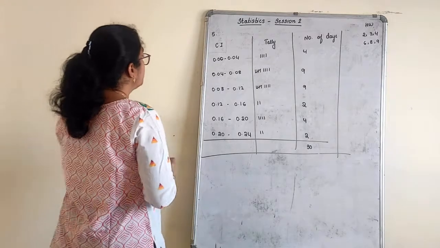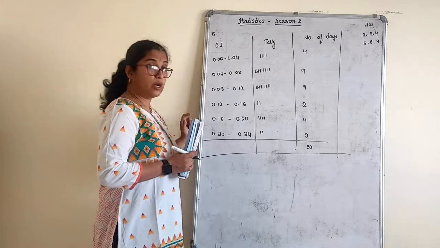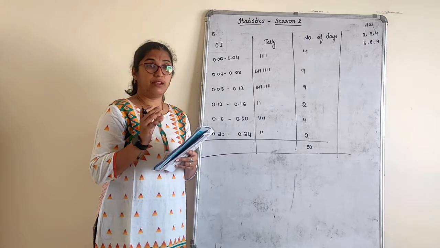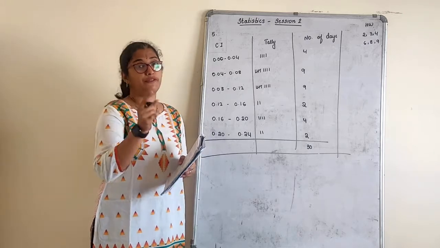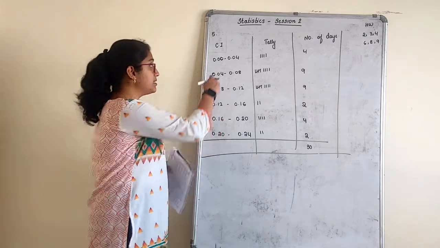Okay, children. So this is the first time we are looking into a class interval form. So this is how we frame the class interval. Always they will give you how to frame the class interval, right? It's always given. If not, you have to frame it by yourself. When we frame the class interval, we see to it that this is a continuous form.